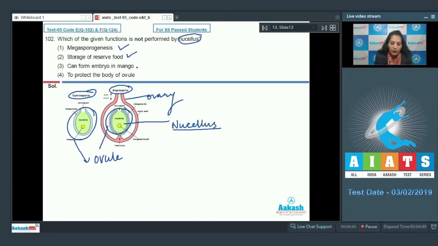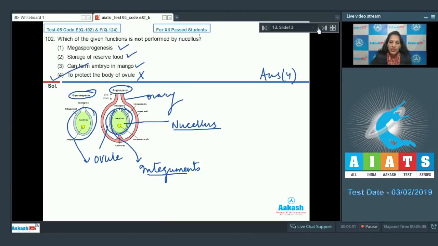Third, can form embryo in mango. Yes, it is true, as mango shows polyembryony, formation of more than one embryo. So some embryos can be formed from nucellar cells. So this is true. Fourth, to protect the body of the ovule. No, because it is present inside the ovule, it forms the body of the ovule. It does not protect the body of the ovule. To protect the body of the ovule, there are special structures called integuments. So these integuments protect the body of the ovule. So this is not the function of nucellus. So the correct option for the given question is option number 4.